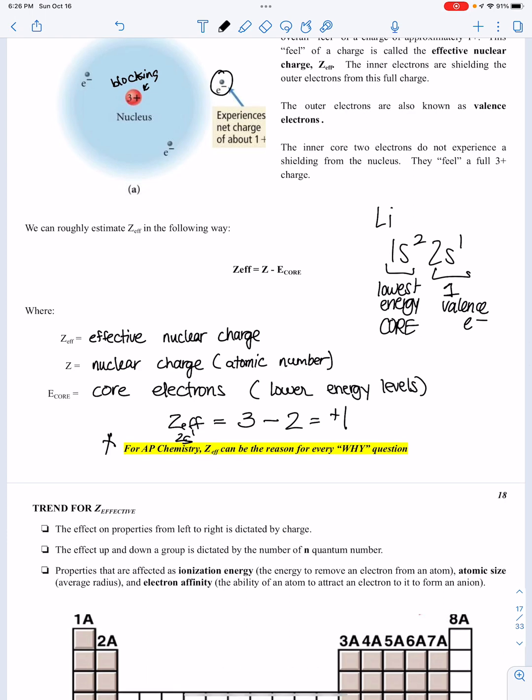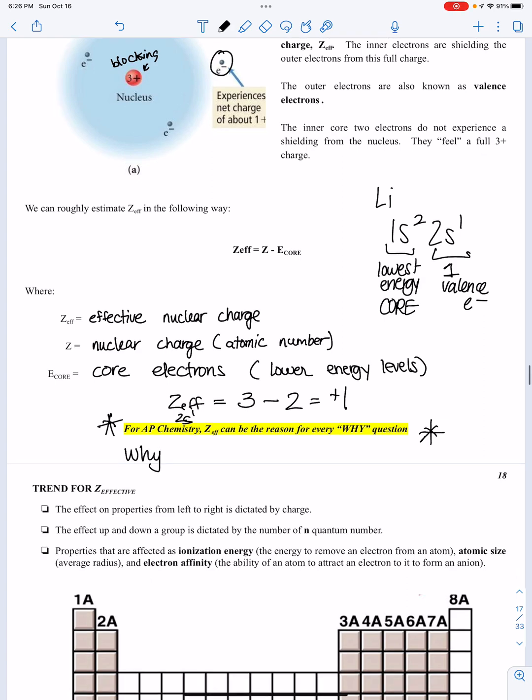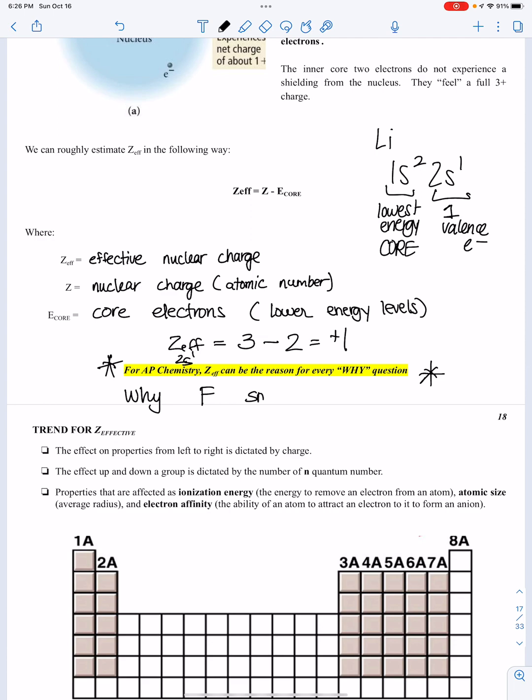For AP Chemistry, OMG, this can be the reason for every why question. So things like, why is fluorine smaller in size than sodium? That would be an example, and you'd say something because of effective nuclear charge or the charge and the attraction of the electrons for the protons.